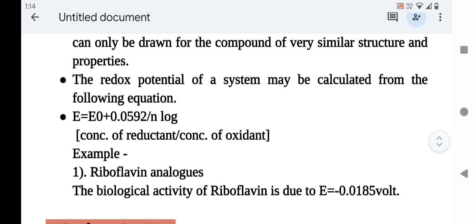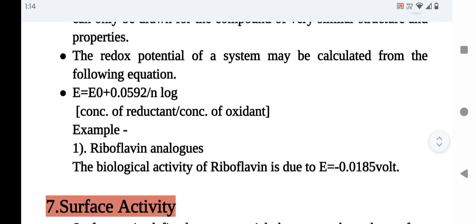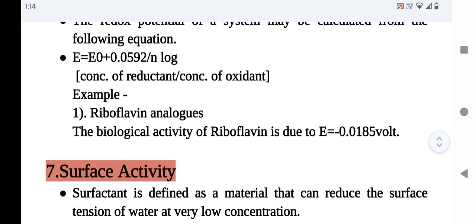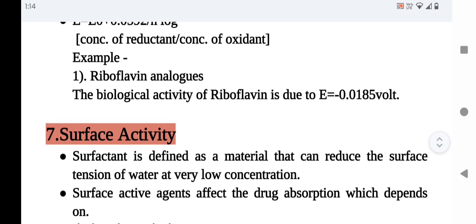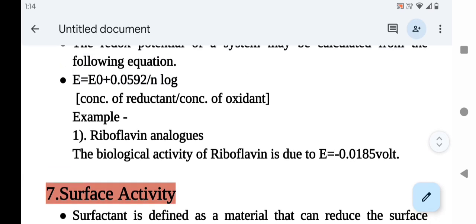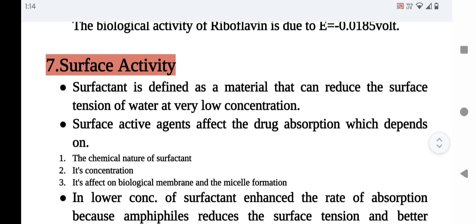Redox potential of a system को कैलकुलेट करने के लिए फॉलोइंग इक्वेशन है: E is equal to E0 plus 0.0592 upon n log concentration of reductant upon concentration of oxidant. Example इसके हैं riboflavin analogues. The biological activity of riboflavin is due to E equal to minus 0.0185 volt.